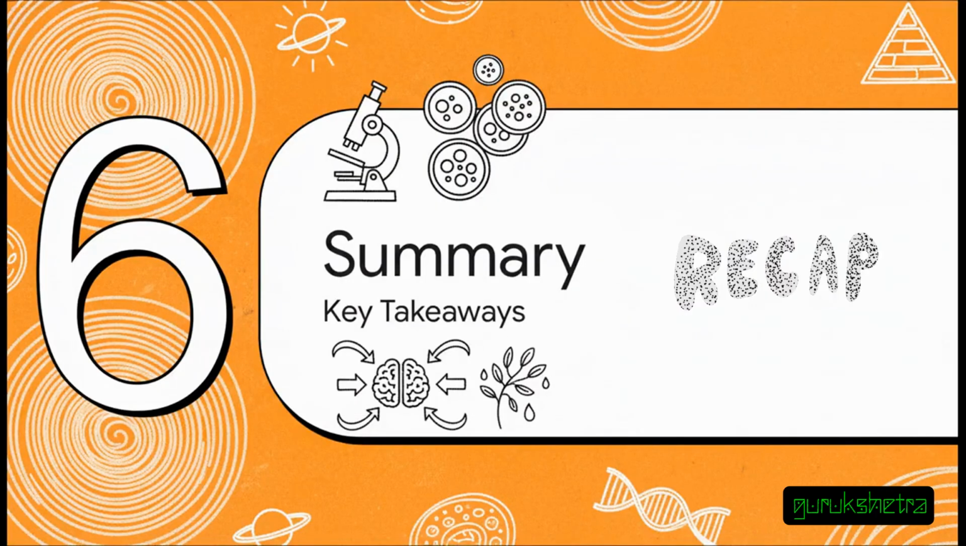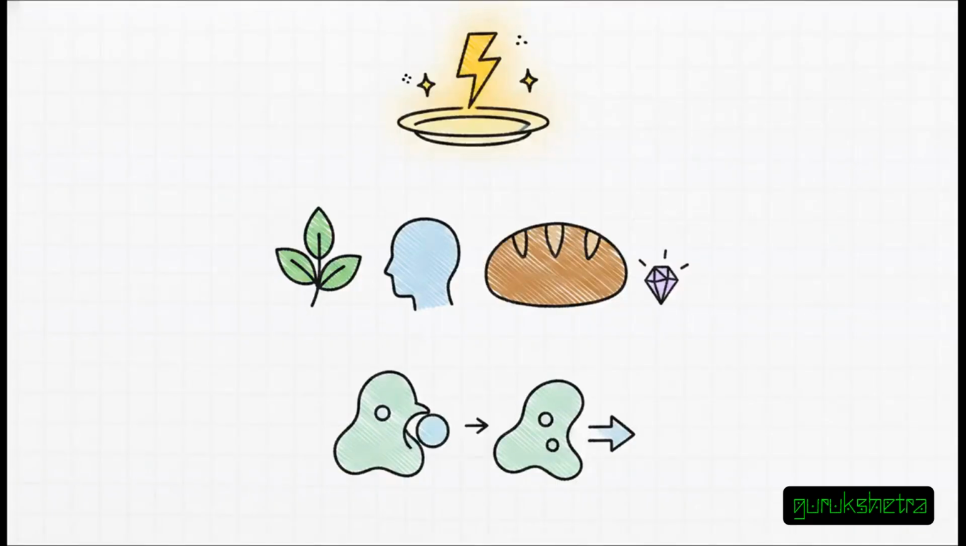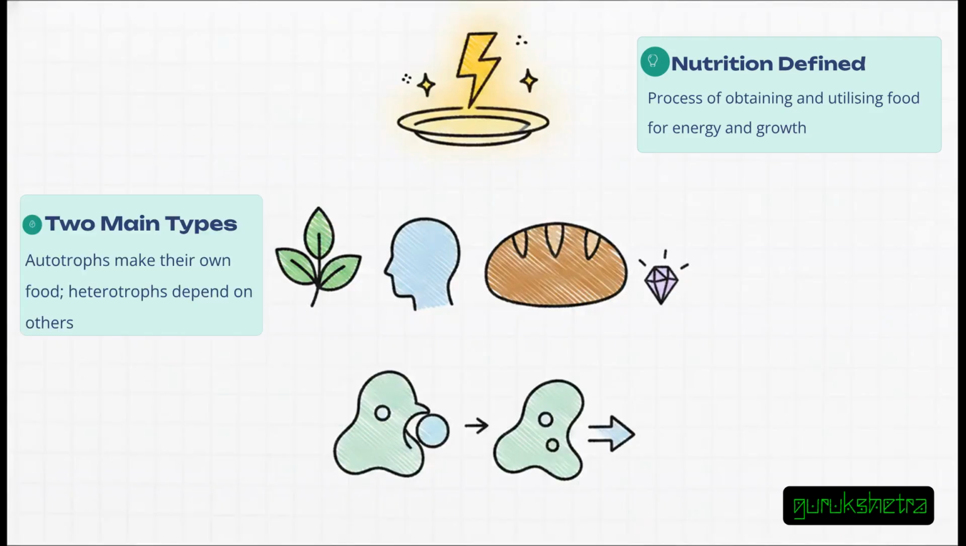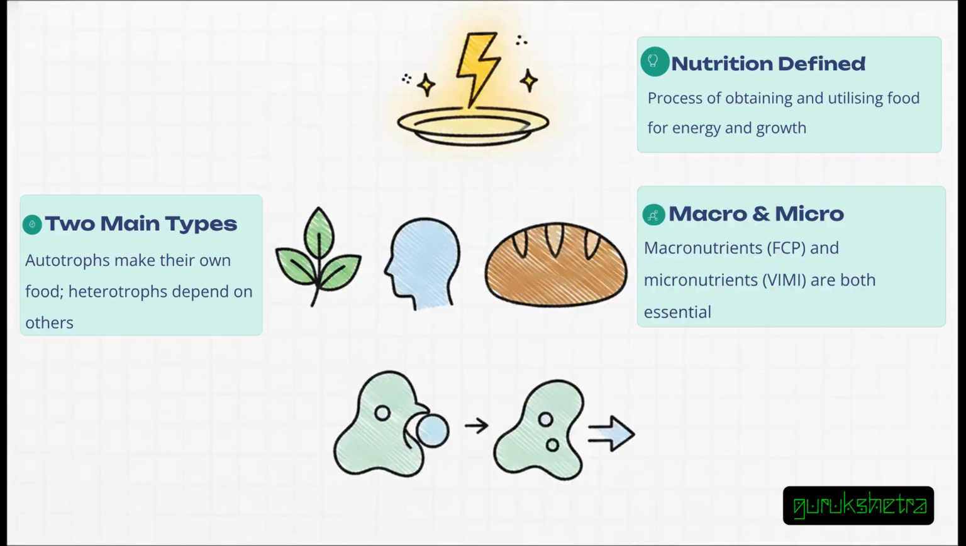All right, let's wrap this up. Section 6, Chapter Summary and Takeaways. We have covered a ton of crucial ground today, going all the way from the macro level down to the microscopic. Let's quickly lock in those exam-ready takeaways. First, nutrition is the essential process of obtaining and utilizing food for energy and growth. Remember our 2 main types? Autotrophs make their own food, while heterotrophs depend on others. Don't forget your mnemonics for nutrients: FCP for fats, carbs, and proteins, and VIMI for vitamins and minerals.